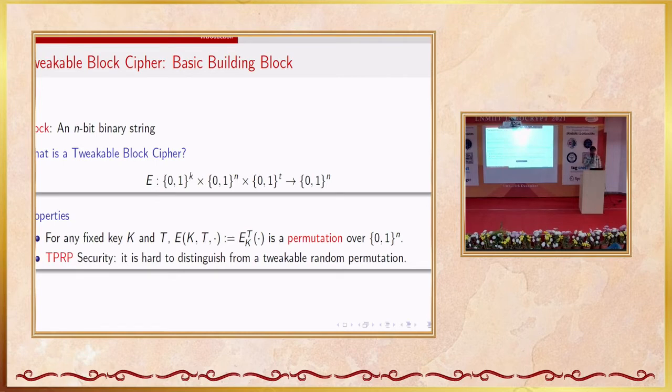The property it holds is similar to the block cipher, but in a block cipher, for any fixed key, E_K is a permutation over {0,1}^n. Here, for any fixed K and T, E_K^T should be a permutation over {0,1}^n. And for tweakable block ciphers, we wish to have tweakable PRP security. That means it should be hard for an adversary to distinguish this construction from a random tweakable permutation.